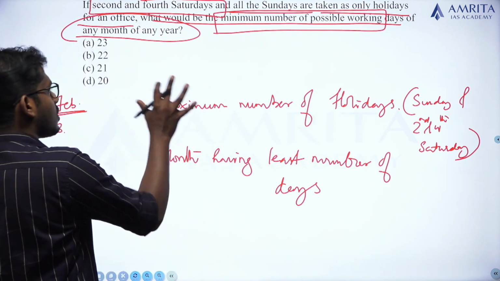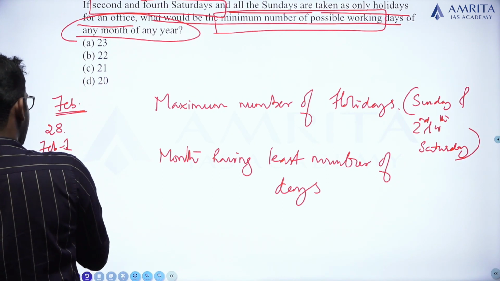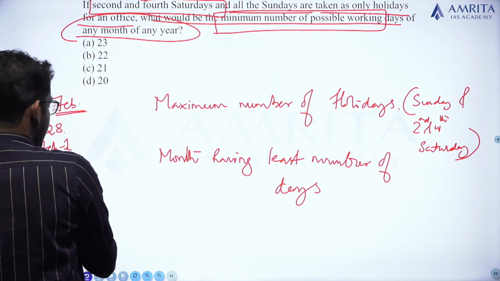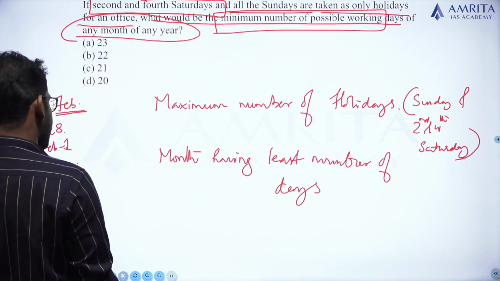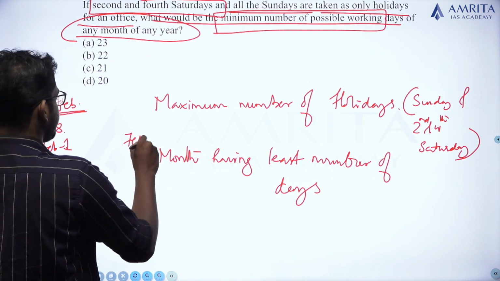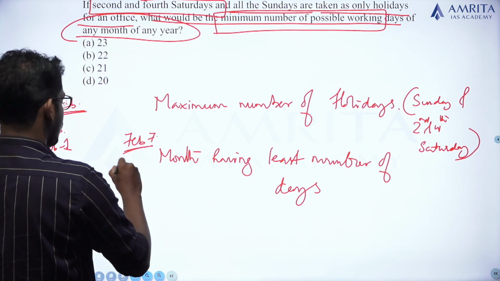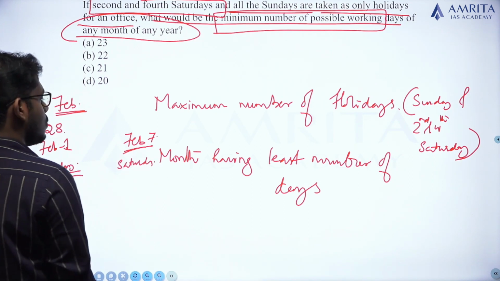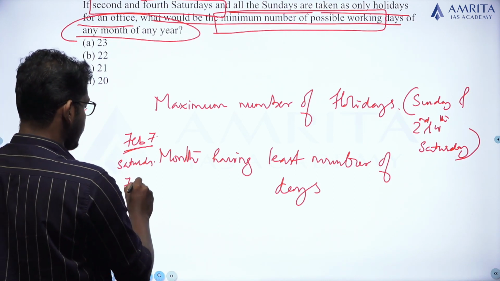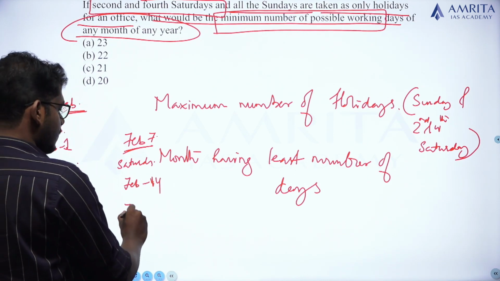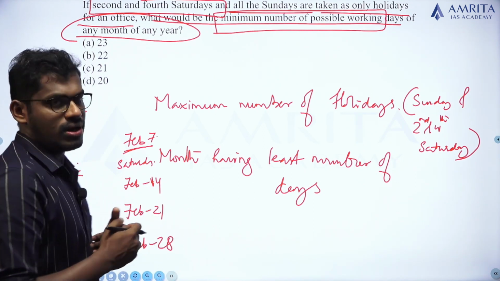So in order to get the maximum number of holidays, I am taking the month February with February 1 on Sunday. If February 1 is on Sunday, then February 7 will be on Saturday. Clear? If February 7 is on Saturday, then February 14 will be on Saturday, February 21 will be on Saturday, and February 28 will fall on Saturday.